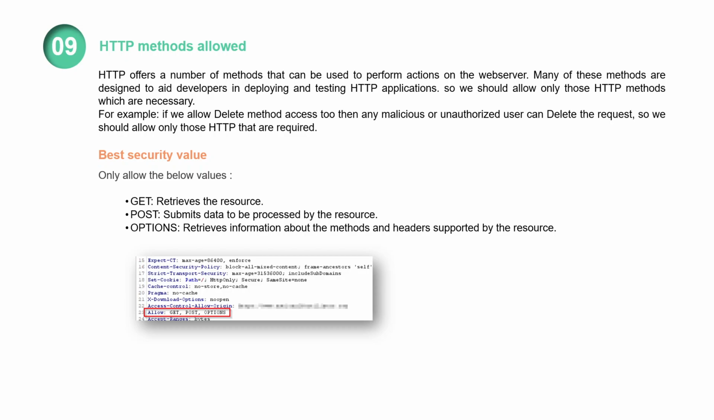HTTP methods allowed. We have multiple methods here. These methods are designed to aid developers in developing and testing HTTP applications. In the request we have multiple methods: PUT, PATCH, TRACE, DELETE, OPTIONS, GET, and many others. But we only use GET, POST, and OPTIONS, because if we allow the DELETE method, then any malicious or unauthorized user can delete the resource. So we should only allow those HTTP methods that are required.